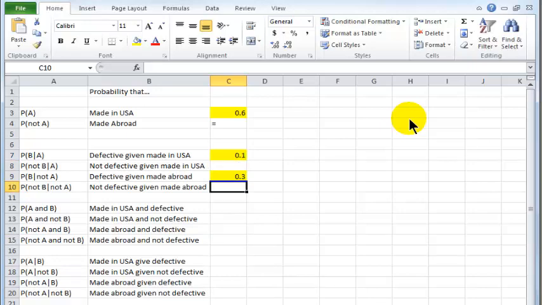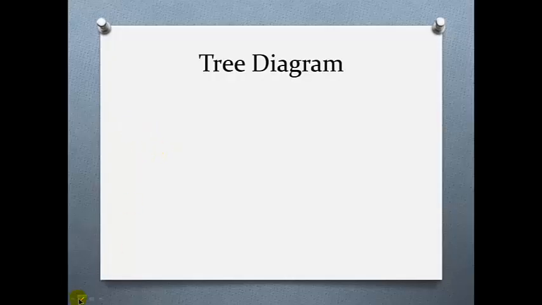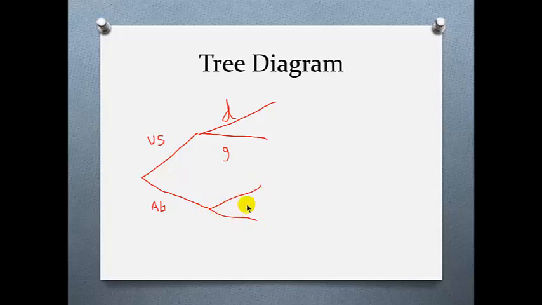It will probably help a lot to draw yourself a tree diagram. So to help draw a tree diagram, get a pen here, you're going to want to show the branches off first initially. Was it made in the US or was it made abroad? You might write down what cell numbers are in what places to help you with that. And then from there you can say, well, was it defective or was it good? Start making your tree diagram.